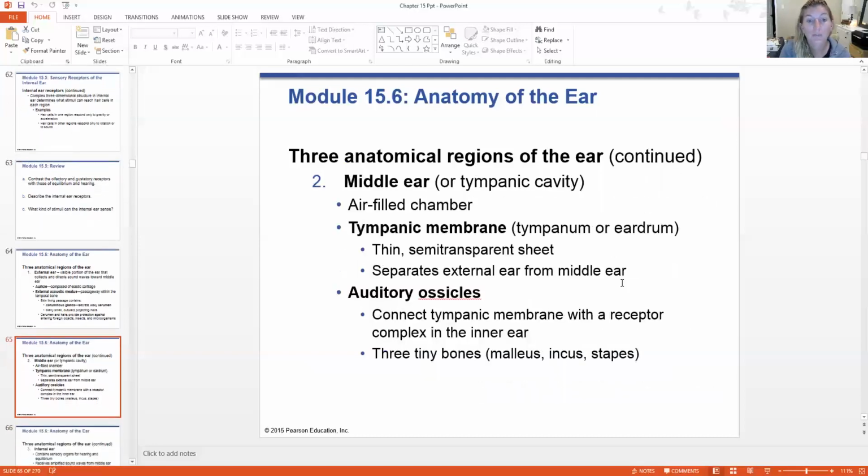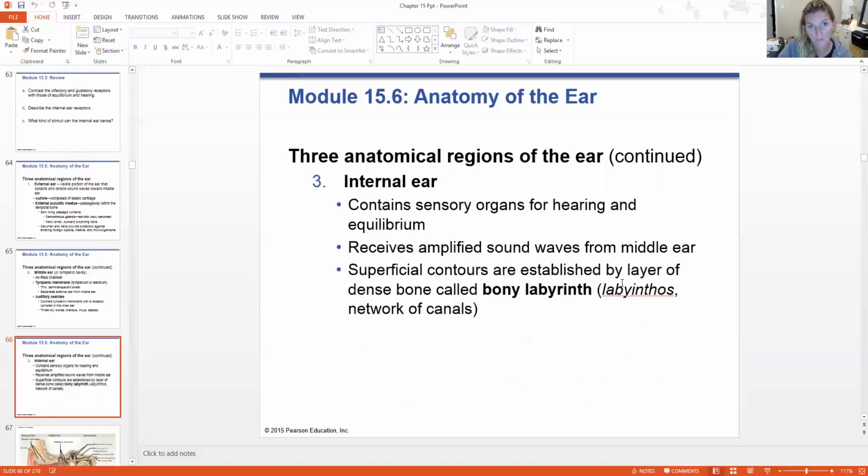Kind of gross. The middle ear is an air-filled chamber. This is bordered by the tympanic membrane, which is a thin, transparent sheet. It separates the external ear from the middle ear. And there's also auditory ossicles or ear bones: the malleus, the incus, and the stapes. These connect the tympanic membrane to the receptors on the inner ear. The inner ear is where our sensory organs for hearing and equilibrium are located.